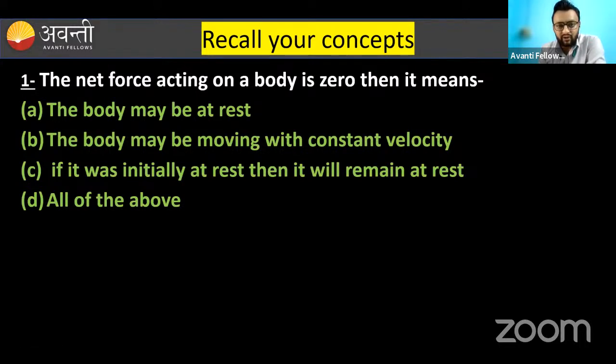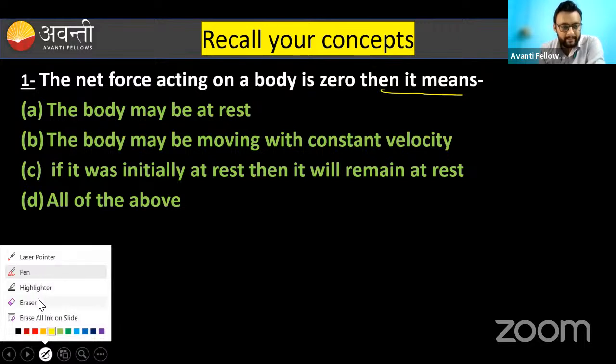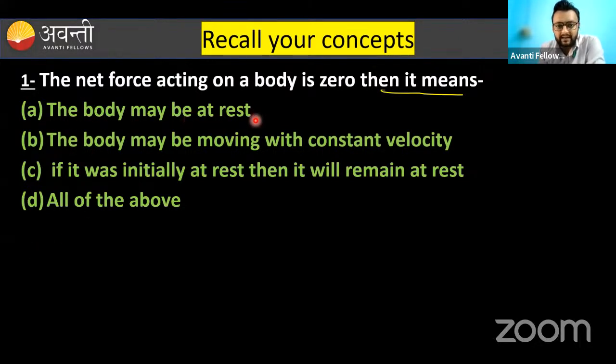The net force acting on a body is zero. What it says, net force acting on a body is zero. Then what does it mean? The first statement says the body may be at rest. The body may be moving with constant velocity. If it was initially at rest, then it will remain at rest, or all of the above. Which is your answer? Someone answered D. JNV Akola says D. Remaining students, quickly, be responsive. Two schools are very active, JNV Akola and JNV Nasik.